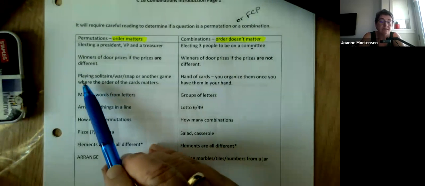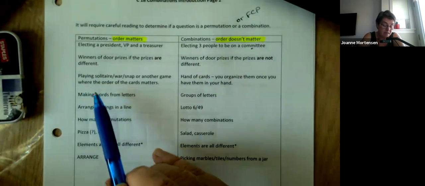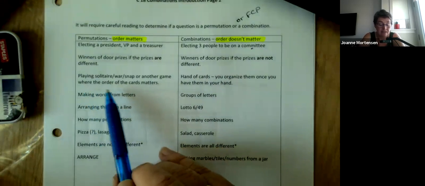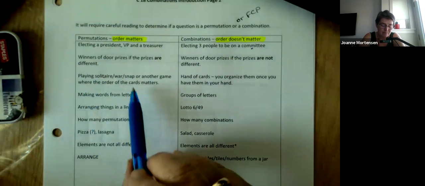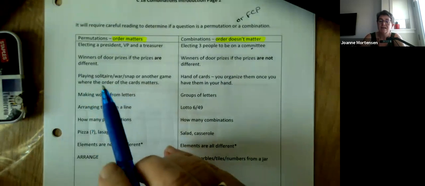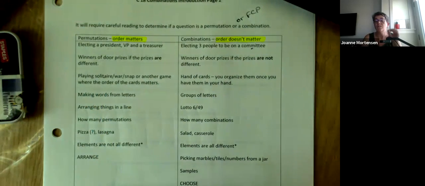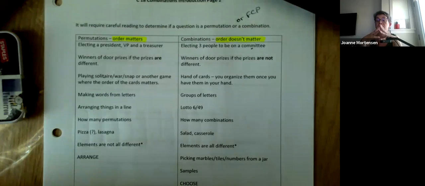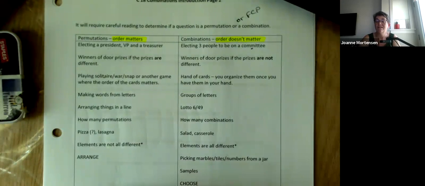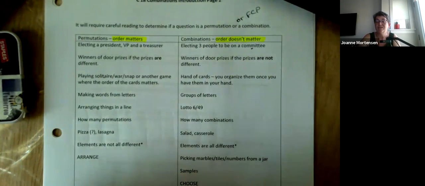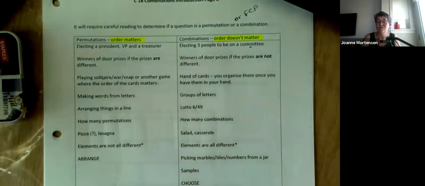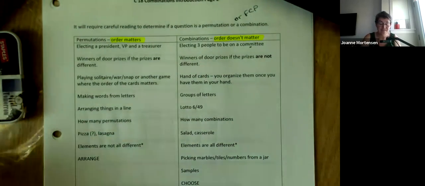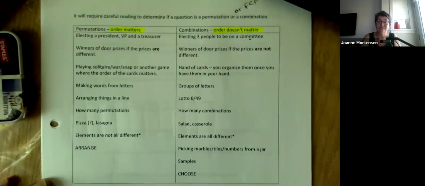Okay, so if you're playing cards, maybe solitaire, or War or Snap, any kind of card game where you can't shuffle your cards or arrange them in your hand. If you're playing War, whoever gets the highest card wins. Then if they match, 3 cards flip. Check it out, it's fun.